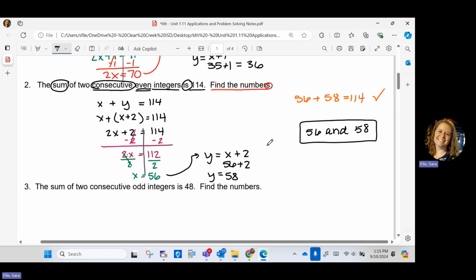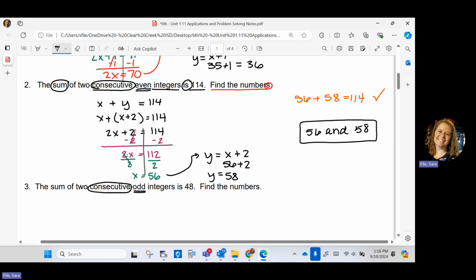Okay, so I want y'all to try 3. I'm going to give you a minute. Walk around and check. It's very similar. It's consecutive again. This time it's odd. However, does it matter if they're consecutive odd or consecutive even? Are they a different distance apart from each other? If I skip count 1, 3, 5, 7, how many apart are those numbers?